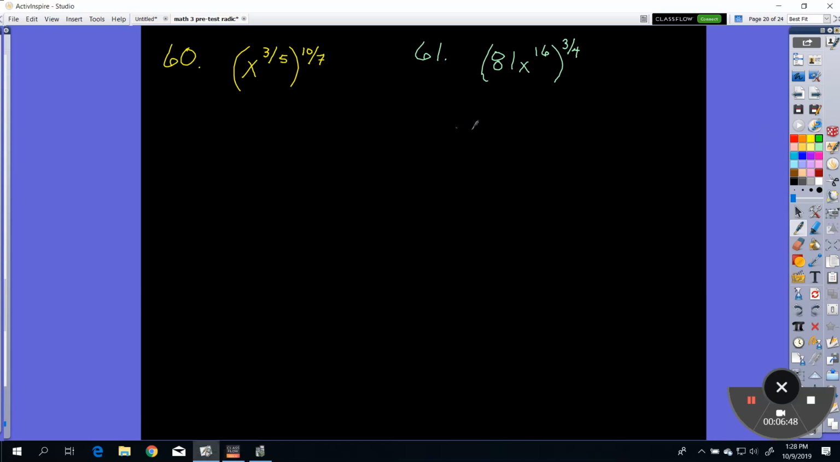So on number 60, you have a power to a power. So you're going to multiply these. And you multiply fractions straight across. So that would make 30 over 35. And then you can see that each of these are divisible by 5. So if I divide each of them by 5, I get 6 over 7. So this is x to the 6/7.